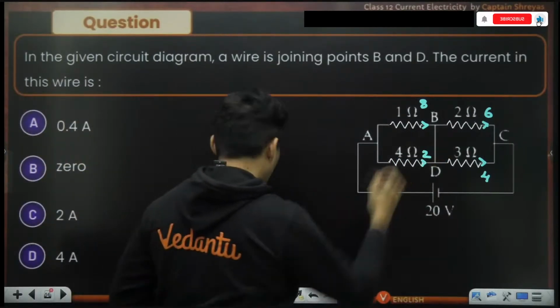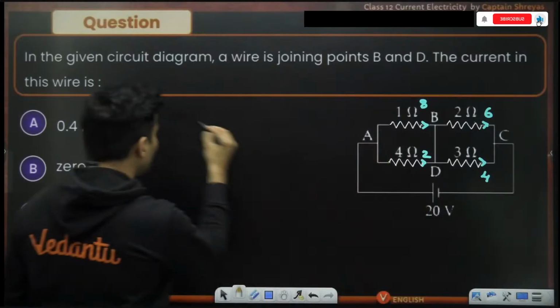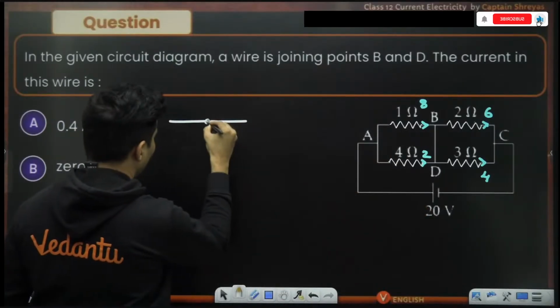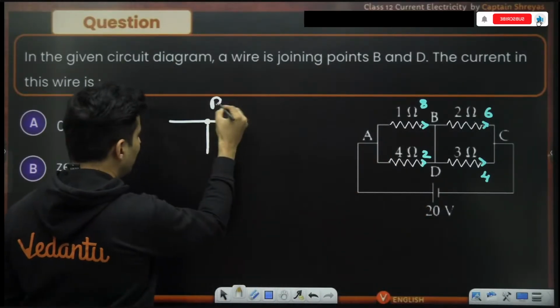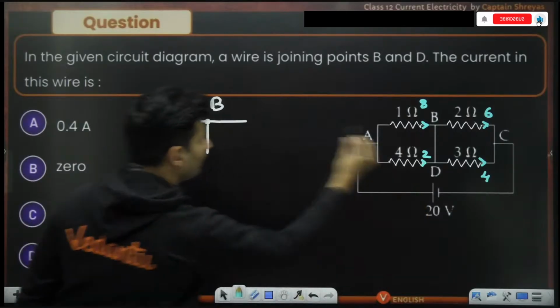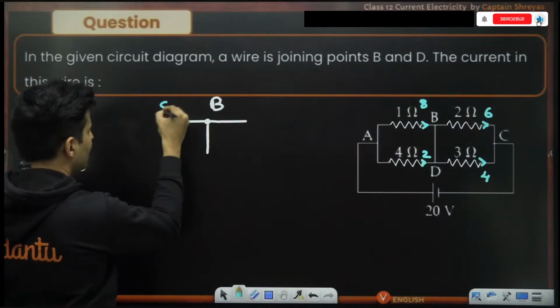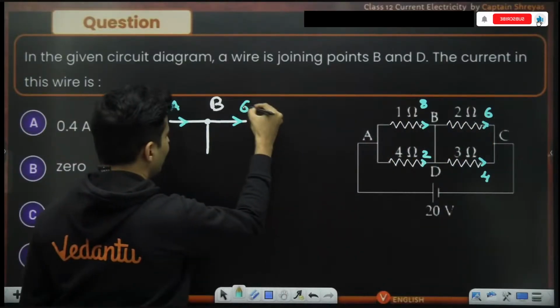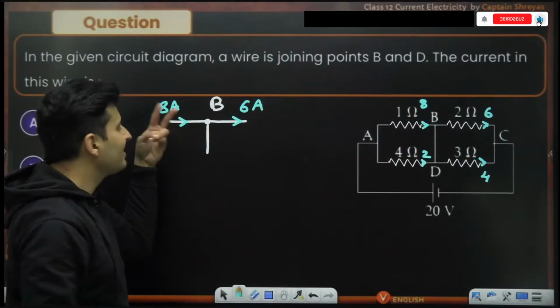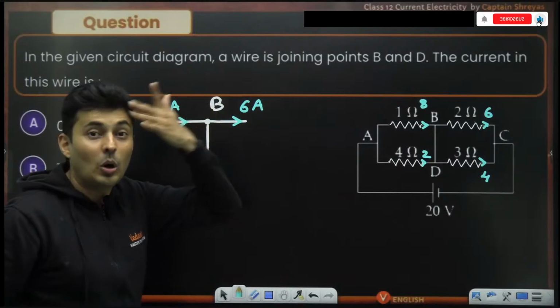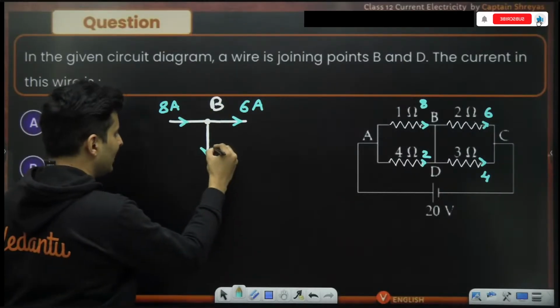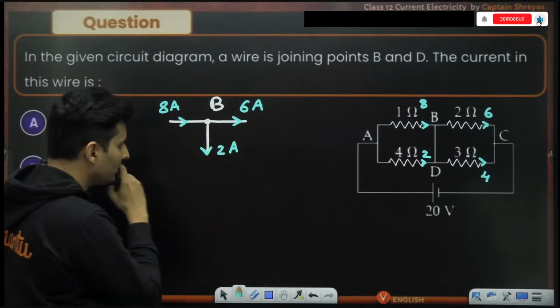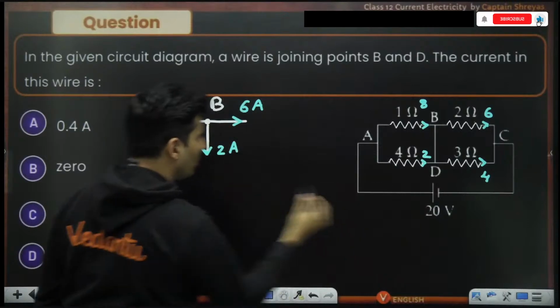Guys, see what is happening at point B. What is happening at point labeled B? 8 amperes is entering in and here 6 amperes is going out. Where is the remaining 2 amperes going? Obviously, it will be going like this. Sir, 2 amperes is going like this, won't it create a problem?